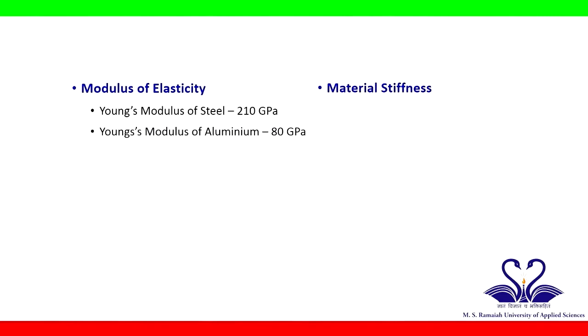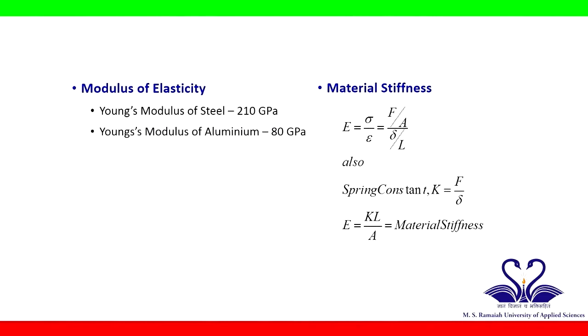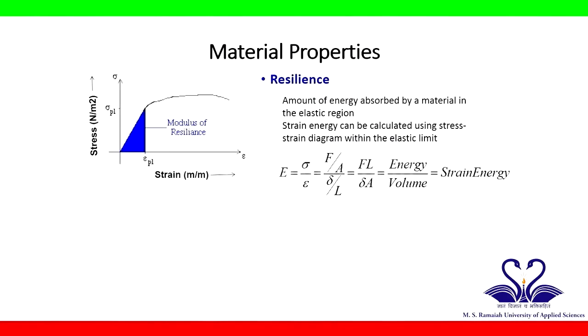Other than modulus of elasticity, the other important property, namely material stiffness, can be calculated using stress-strain curves. The following is the formula for calculating the material stiffness of any given material. Other material properties which can be interpreted from stress-strain curve is modulus of resilience. Modulus of resilience is nothing but the amount of energy absorbed by a material in the elastic region.